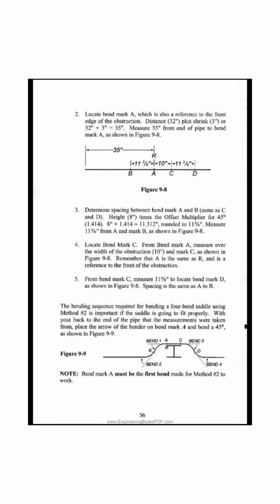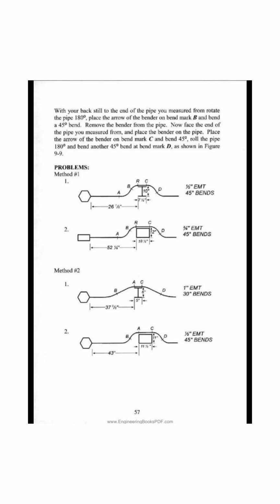The bending sequence required for bending a 4-bend saddle using method number 2 is important if the saddle is going to fit properly. With your back to the end of the pipe that the measurements were taken from, place the arrow of the bender on bend mark A and bend to 45 degrees, as shown in figure 9-9. Note: bend mark A must be the first bend made for method number 2 to work.